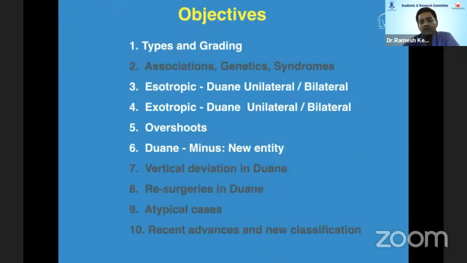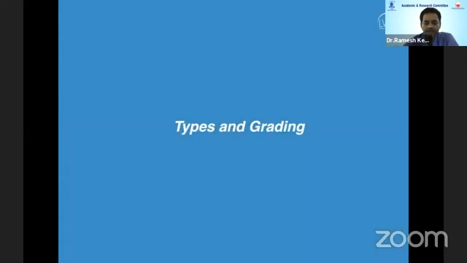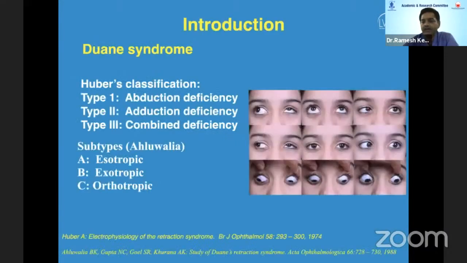Out of 10 objectives, I'll be able to cover maybe just 5. That is types, isotropic, exotropic, overshoot, and a new entity of Duane minus. One thing to note is that the isotropic Duane is the most common. But in Asia, I think we have increasing amounts of exotropic Duane as well. Going to the first objective, I will share some cases to make it a little bit simpler.